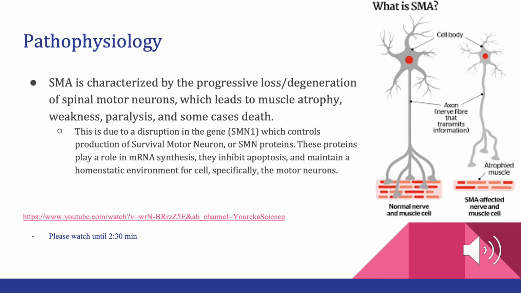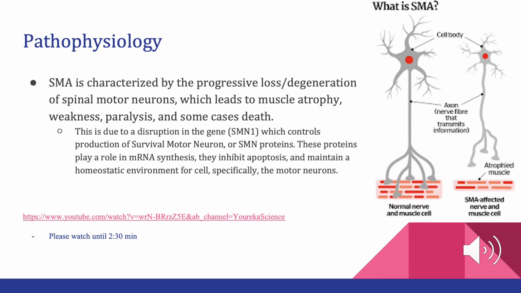So what it really comes down to is the SMN1 gene, or the survival motor neuron gene. Now this gene is found on chromosome 5 and codes for the SMN protein, survival motor neuron protein. Now, these proteins play a large role in mRNA synthesis. They inhibit apoptosis and they maintain a homeostatic environment for the cell. So basically, they allow for the health of the motor neurons. Without these proteins, motor neuron death occurs over time, and then, like we talked about, those neurologic symptoms.